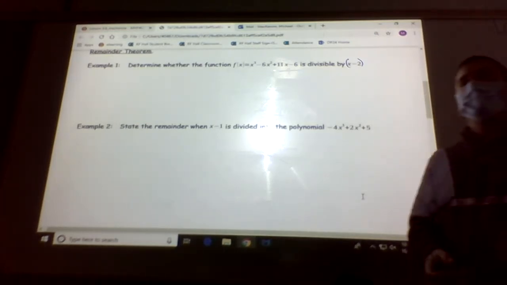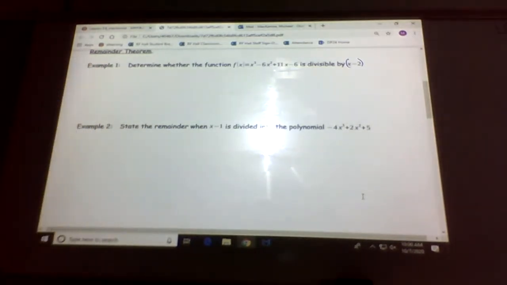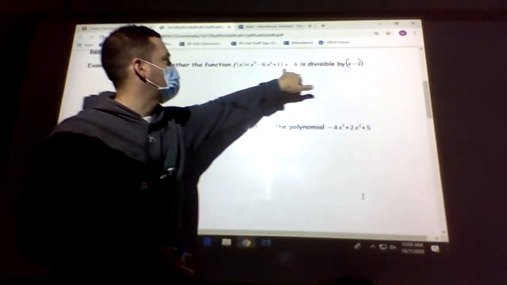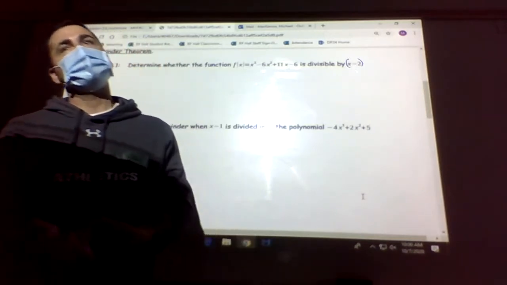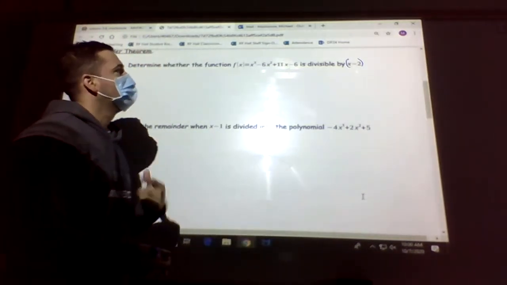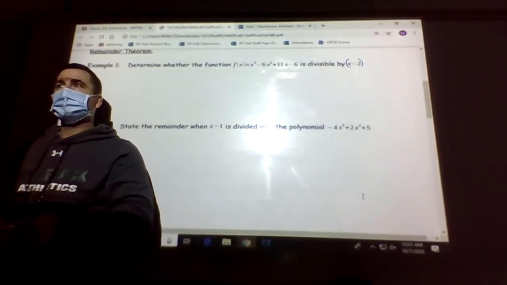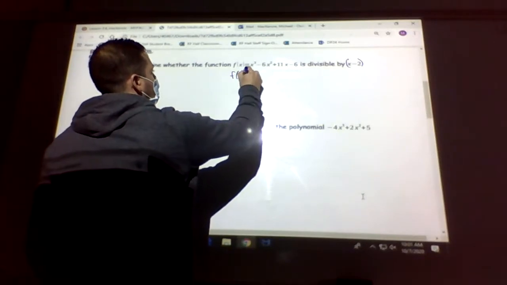Just like an x-intercept. You plug an x-intercept into the equation, it's going to give you an answer of 0 because your y has to be 0. So we're going to take this number and plug it into the equation. If it equals 0, it's a factor. If it doesn't equal 0, it's not a factor. So what number am I going to plug into the equation? 2. Positive 2. So I'm going to do f(2).